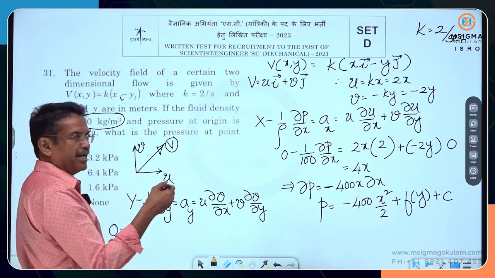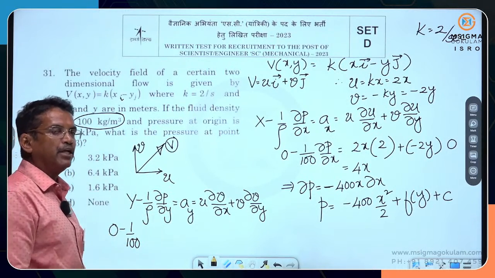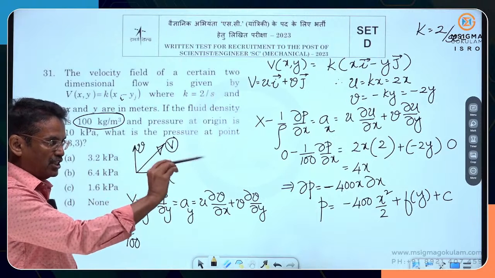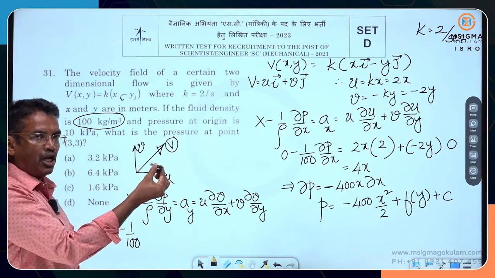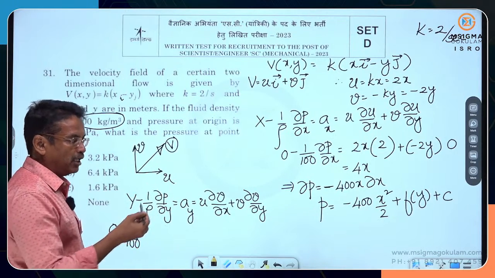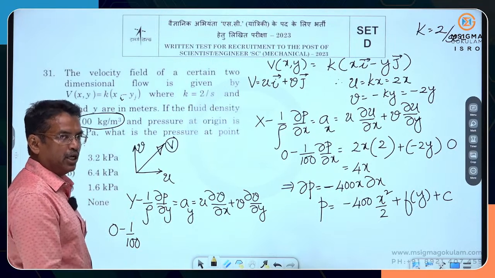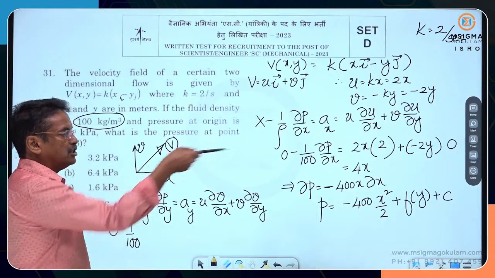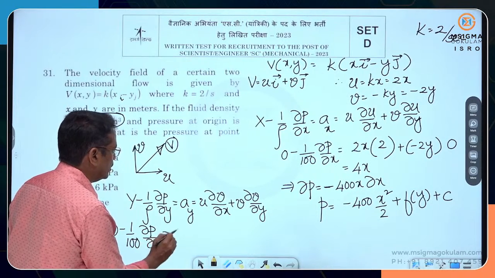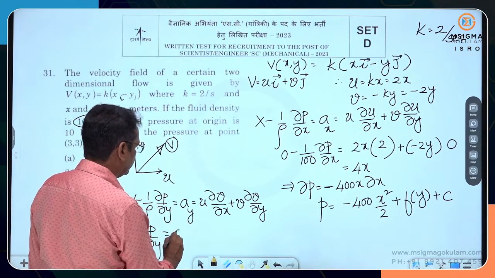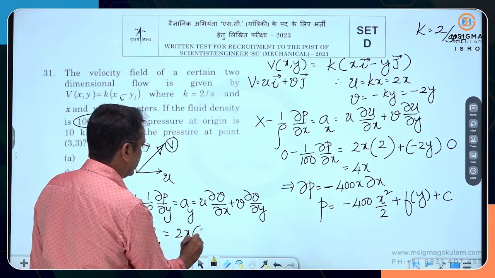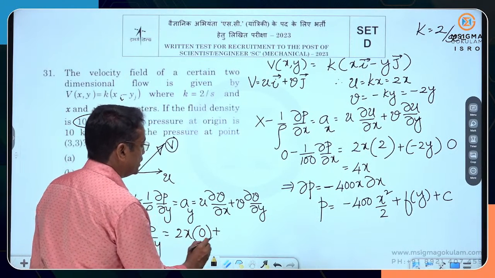You can take the x and y directions along the two directions perpendicular to the gravity direction, because body force will exist along the gravitational field. But if you take this as x and this as y, there is no gravitational force potential acting along x and y. I am assuming that x and y are along two mutually perpendicular directions which are perpendicular to gravity. If this is z, this is x and this is y, into dou p by dou y, u will be 2x, dou v by dou x is 0, because there is no x in v, plus minus 2y.